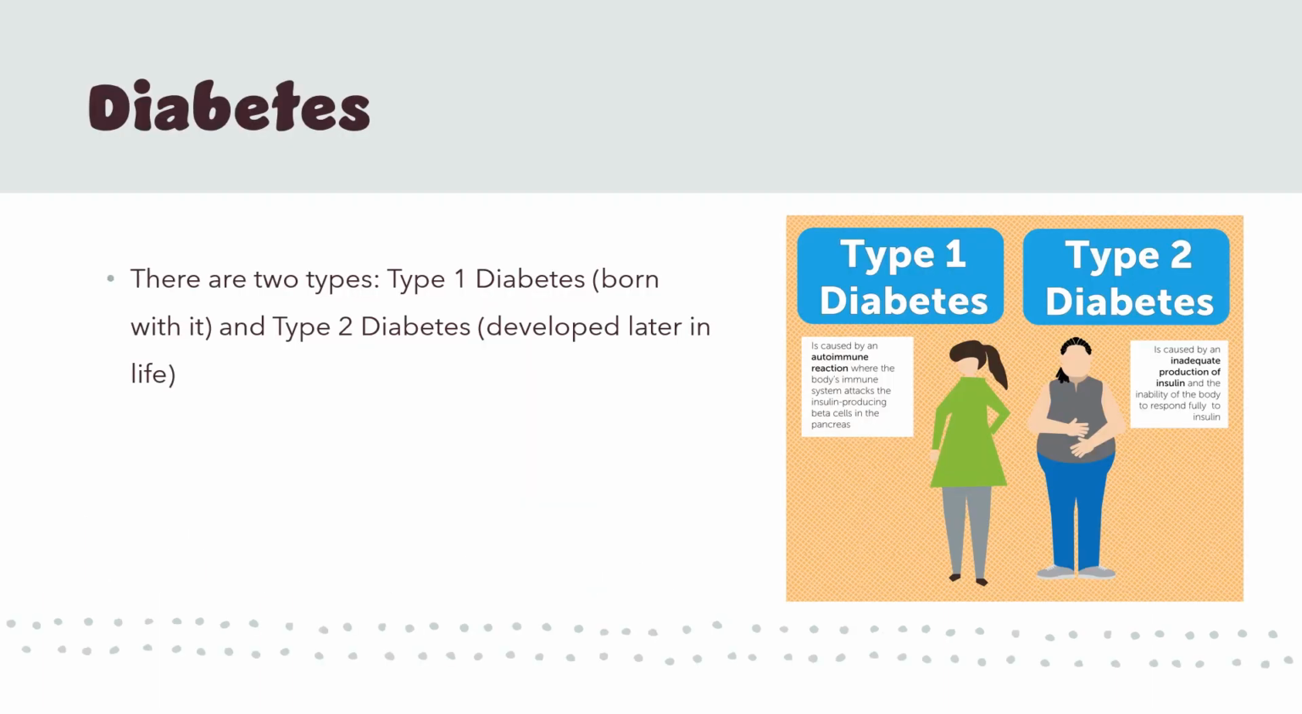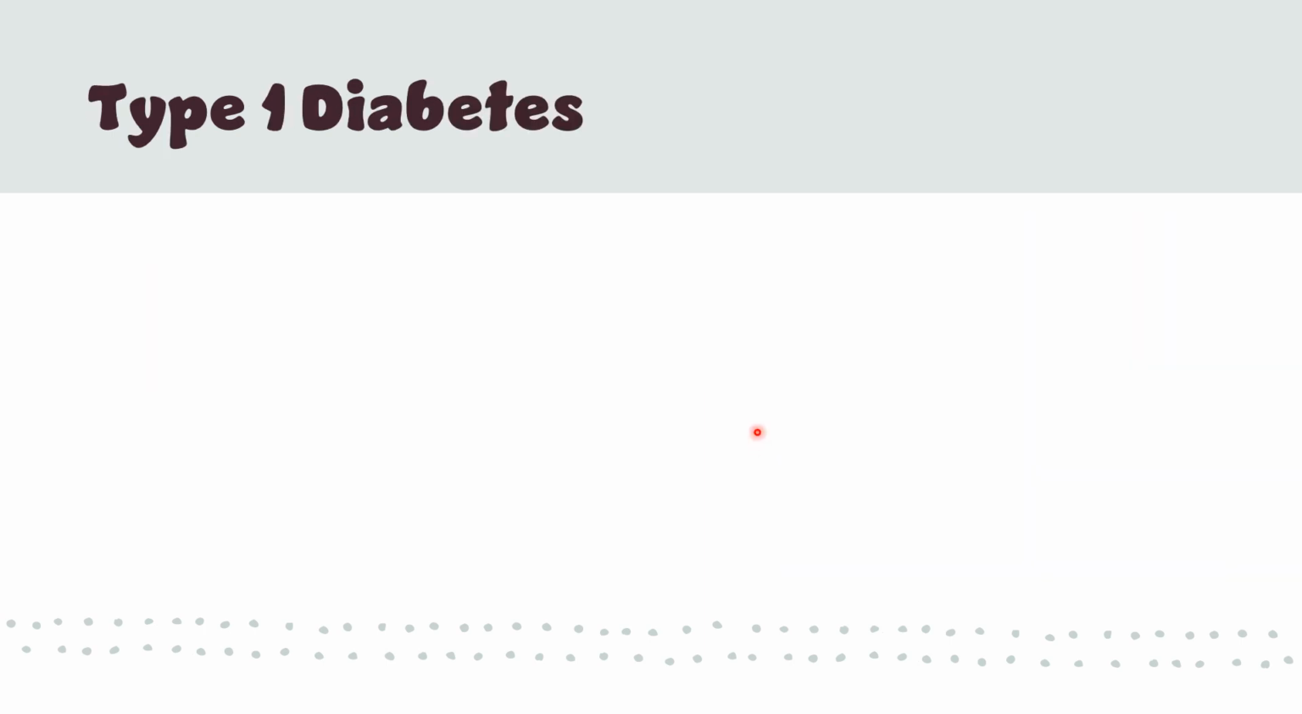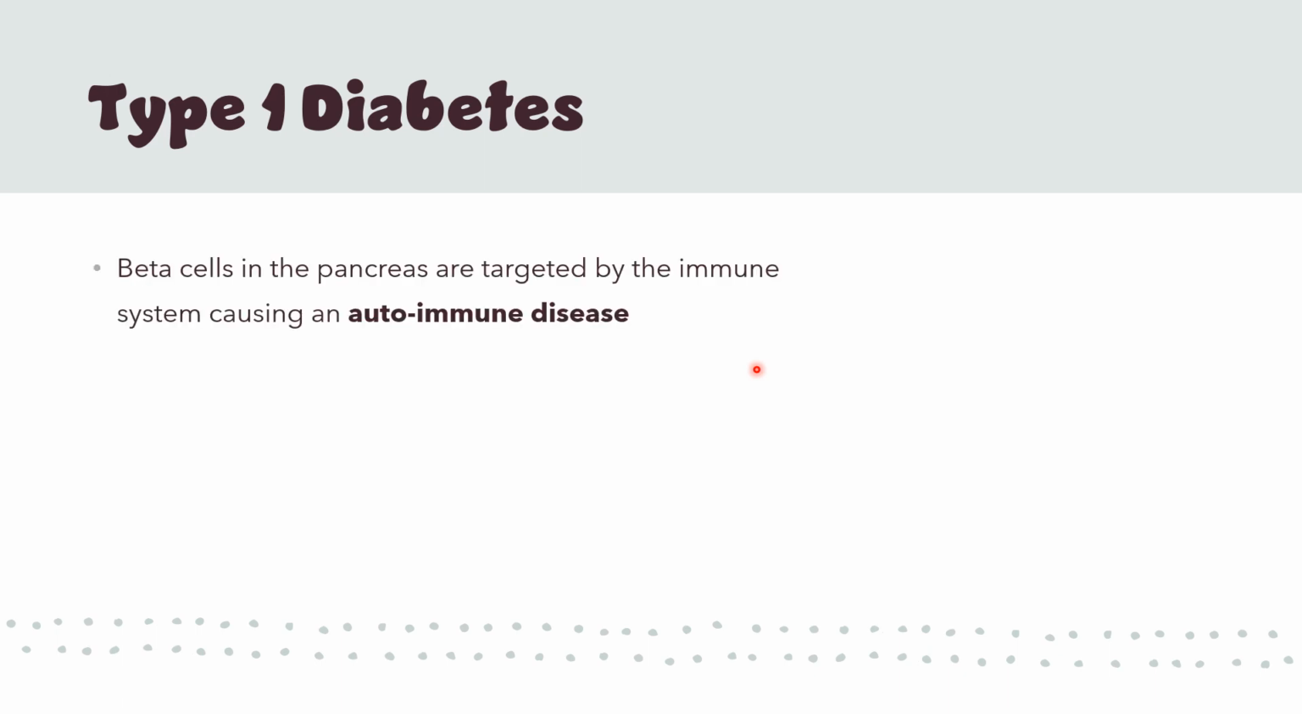So let's look at diabetes in general. There are two different types. Type 1 is the type that you were born with, so it's an autoimmune disease. Type 2 diabetes can be developed later in life. So let's look at type 1 diabetes. This is the malfunction in homeostasis that we're going to focus on.